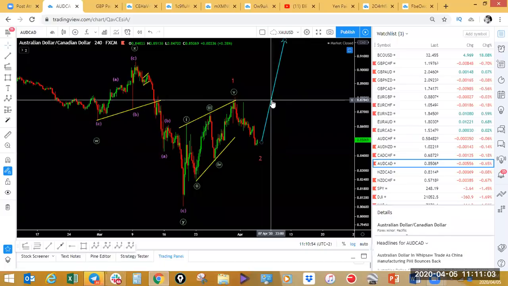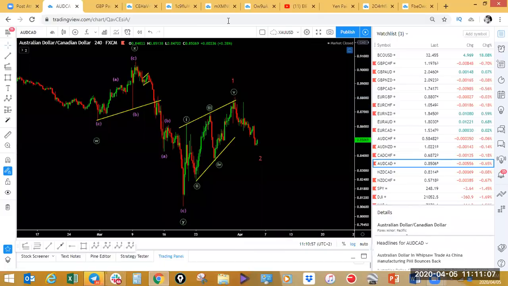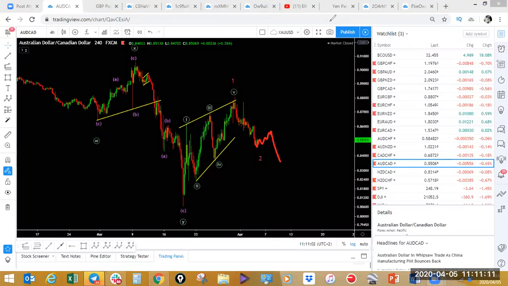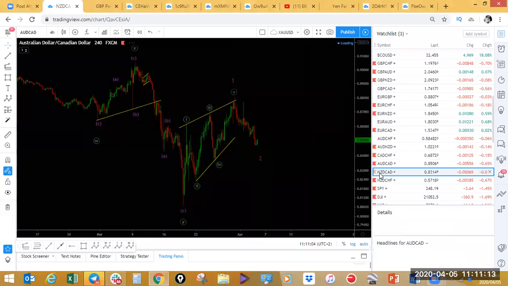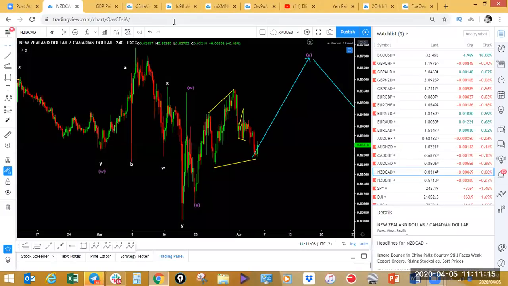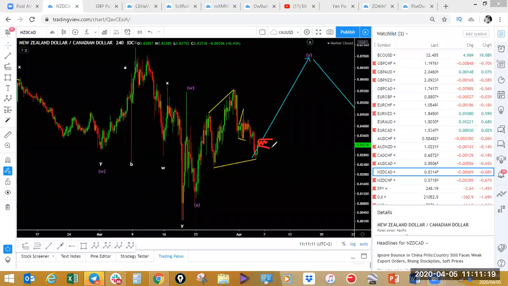This is not going to go up as yet. It's going to come down. Corrective structure here. Continuation to the downside. New Zealand CAD. Now, New Zealand CAD, just like EURCAD and the other CAD pairs, we're looking for CAD to be strong in the next coming sessions. We're looking for upside there.